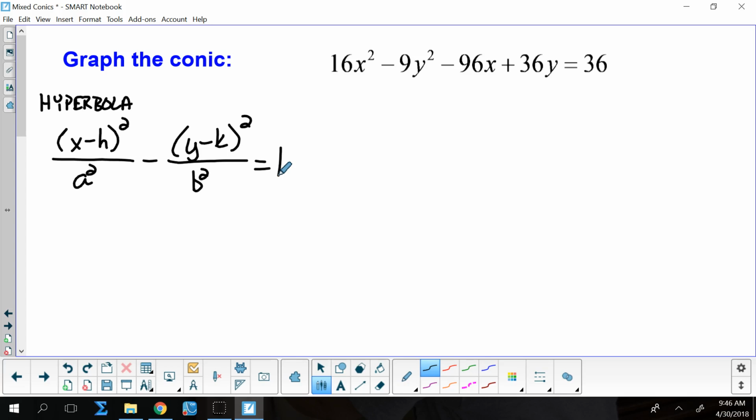Okay? So we need to complete the square how many times? 2, because there are 2 squared terms. So I'm going to space this one out like this: 16x squared minus 96x minus 9y squared plus 36y equals 36. I've got 2 gaps to fill in.